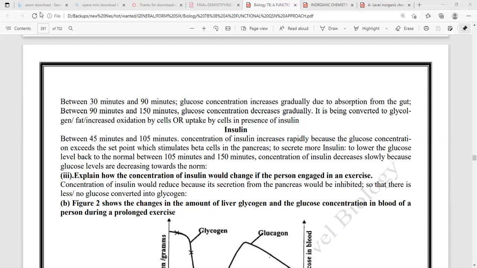We are going to see the concentration of insulin reducing, because its secretion from the pancreas would be inhibited. Why? Because insulin would bring about lowering of glucose levels, yet we need to increase the concentration of glucose in blood that would be used for cellular respiration to generate ATP.